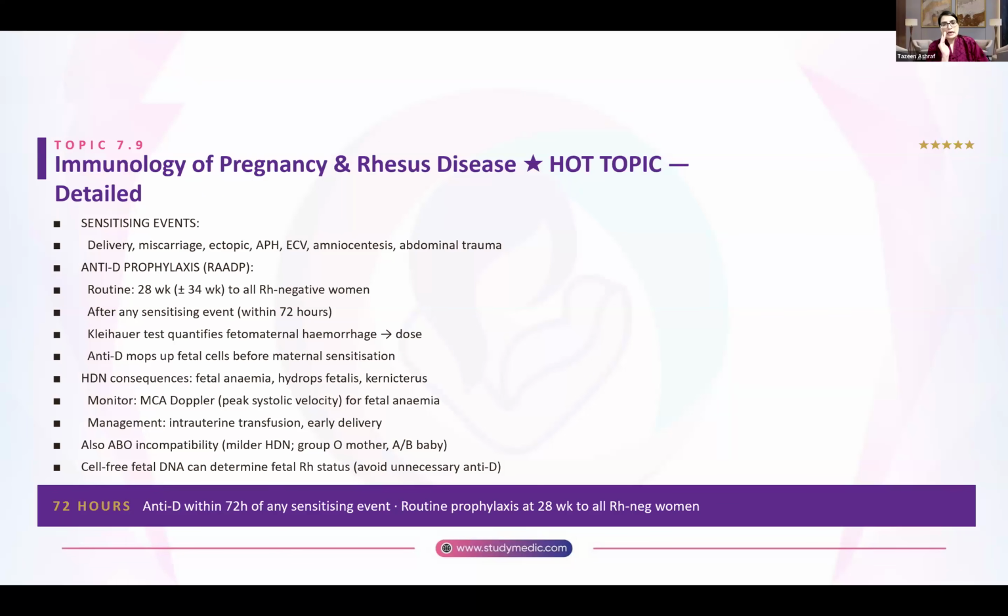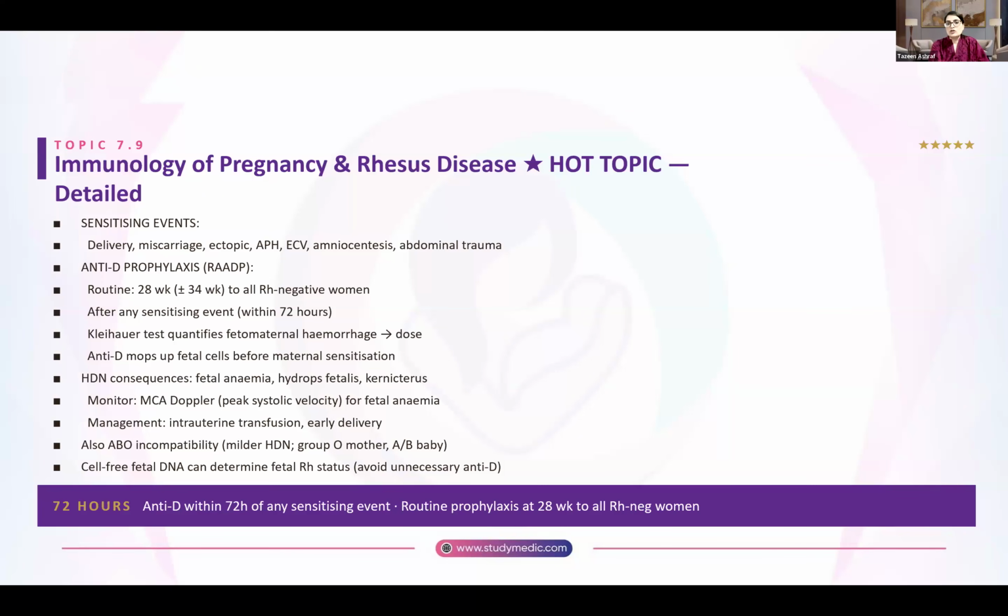Now they won't ask you straightforwardly that this sensitizing event has happened, so when will you give anti-D. They will give you a scenario: a patient has presented to you, this is her first pregnancy or her second pregnancy, she is at 28 weeks of gestation, she had abdominal trauma and slight bleeding as well. She is RH negative, and cell-free fetal DNA was carried out, and this is an RH positive baby. So what will you do?